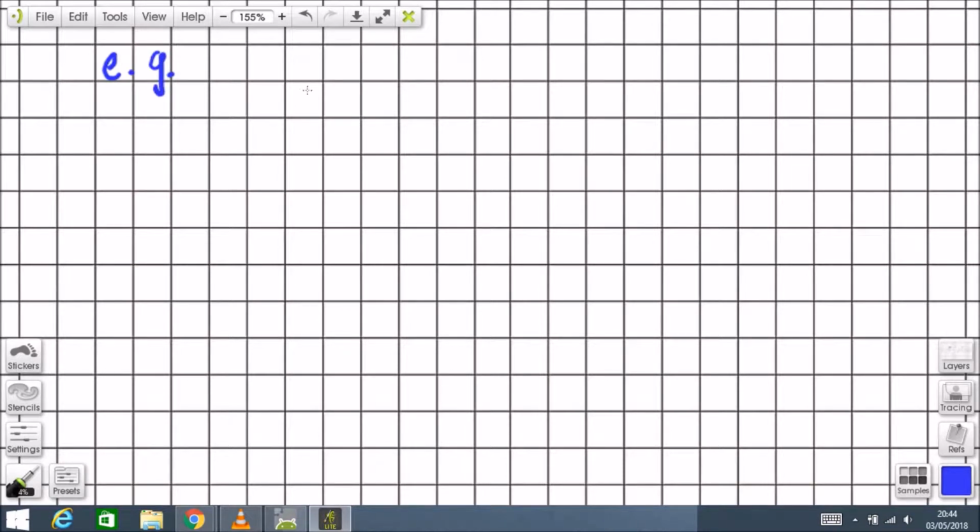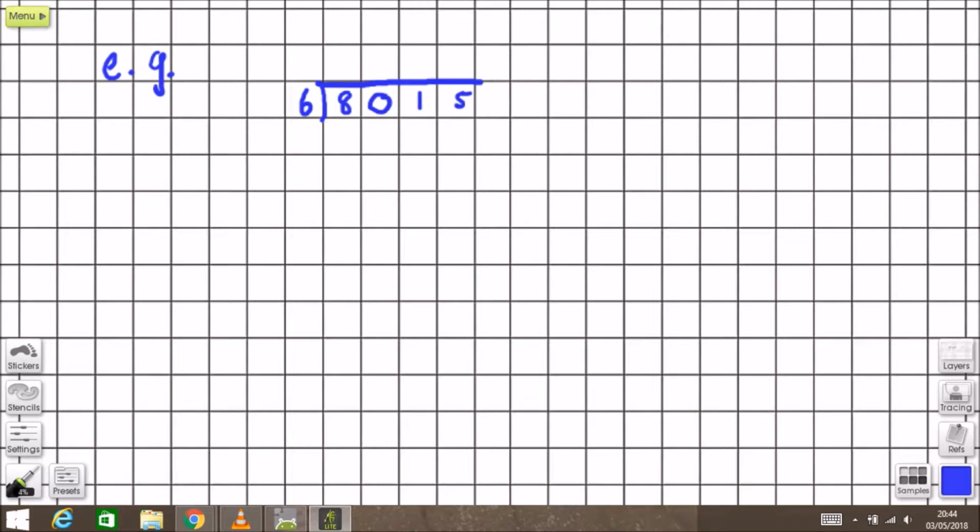This next example is going to be slightly trickier. So we want to know how many times does 6 go into 8015. We know it's not going to work out evenly because the last digit is a 5 and we're dividing by 6. So how many times does 6 go into 8? Well, it goes in once. 6 times 1 is 6, so we'll put that below. Then we'll subtract it, leaves us with a 2, and we'll bring down the 0, 1, 5.